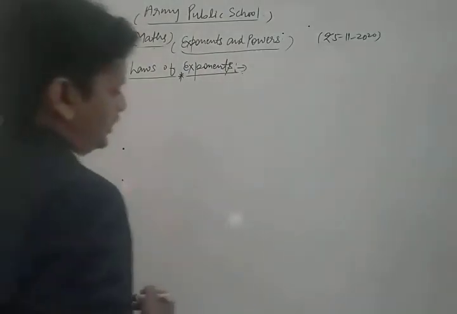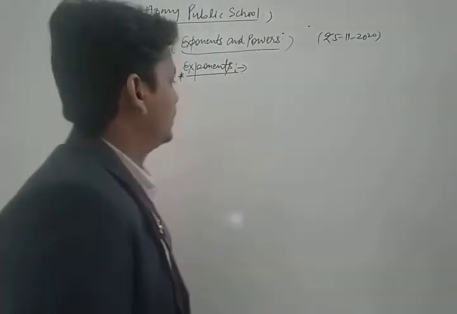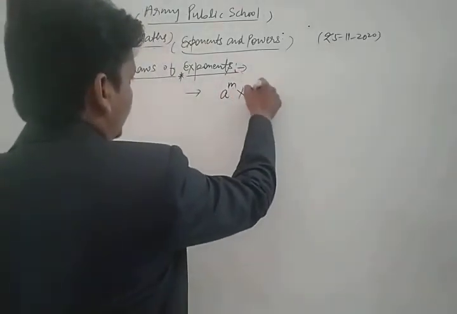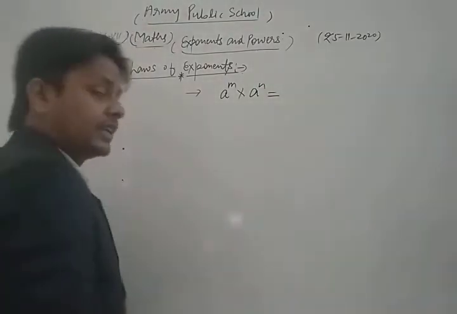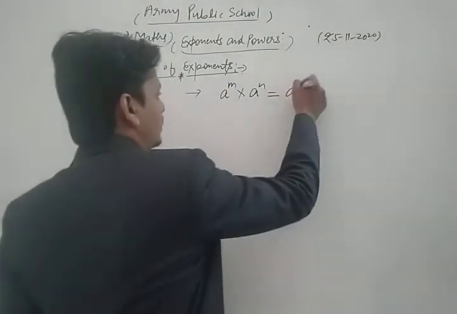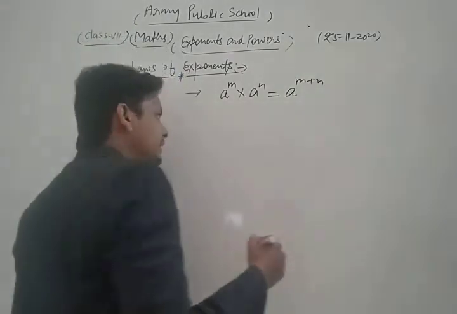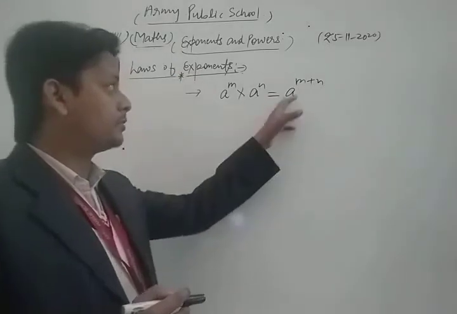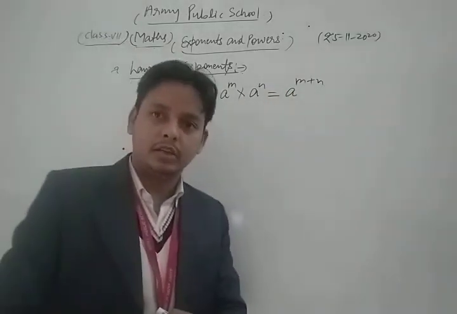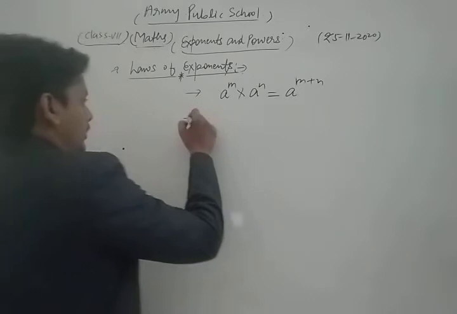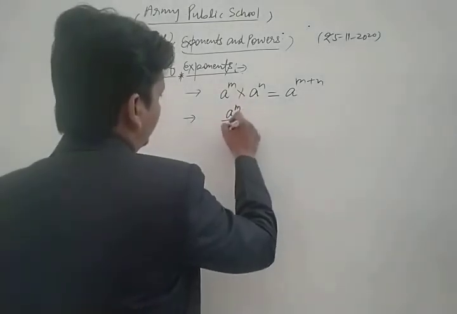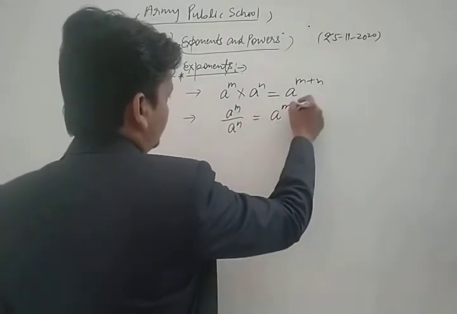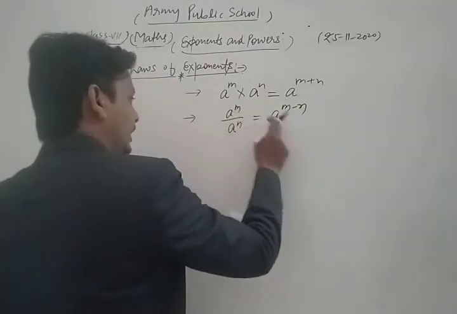Let's see, dear friends. The first law is: if we have a to the power m into a to the power n, then we can write a to the power m plus n. It means that if the bases are the same and the powers are different, then we write a to the power m plus n; the powers are added. The second one: if we have a to the power m upon a to the power n, then we have a to the power m minus n. In the denominator, we write a to the power n, which transfers as minus n.